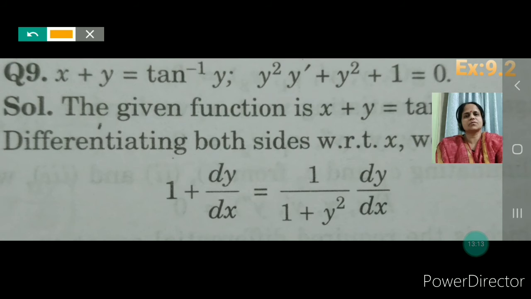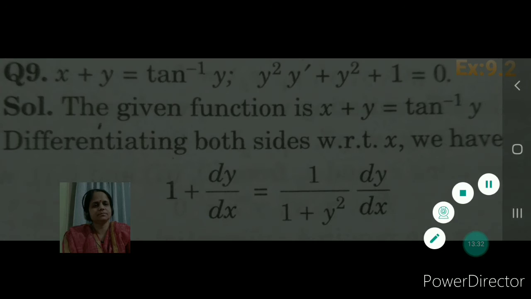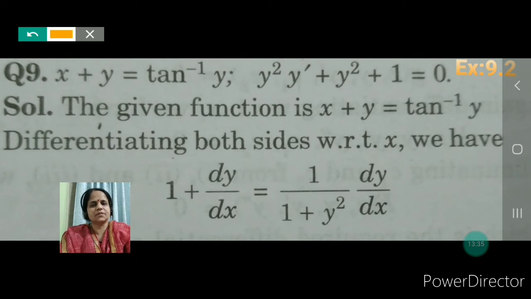Now students, solve question number 9. Here function is given x plus y is equal to tan inverse y, and the differential equation is y square into y dash plus y square plus 1 is equal to 0. Now differentiating both sides with respect to x, you will get 1 plus dy upon dx is equal to derivative of tan inverse y, it is 1 upon 1 plus y square into dy upon dx.